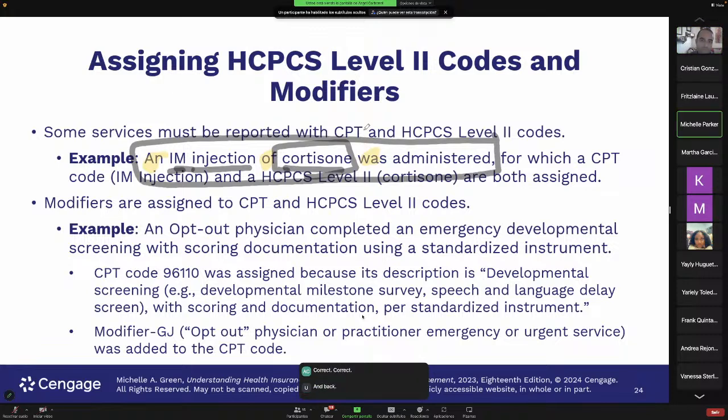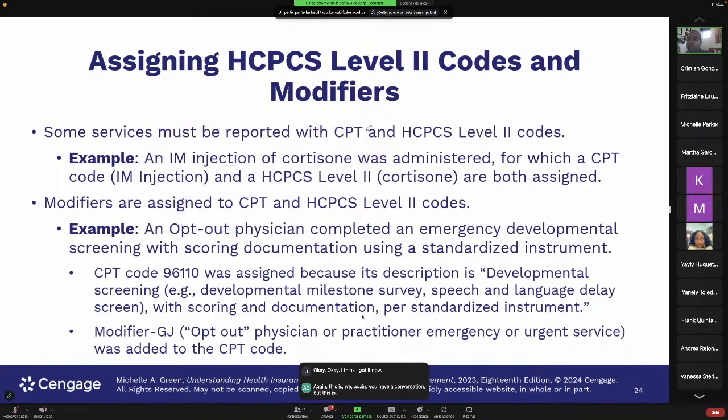And that refers to the medicine and how much it was given for you to get the correct amount of money. And the injection, the CPT, the actual injecting of the actual procedure. Okay, I think I got it now. Again, this is you and me having a conversation, but this is for everybody else.